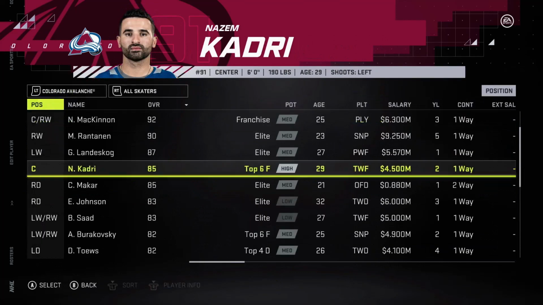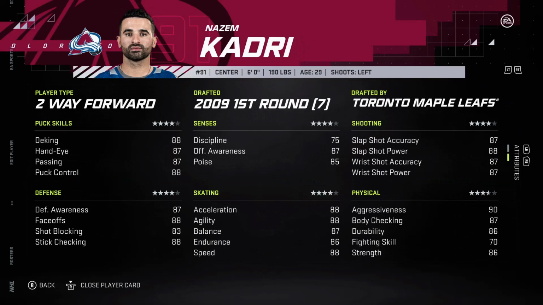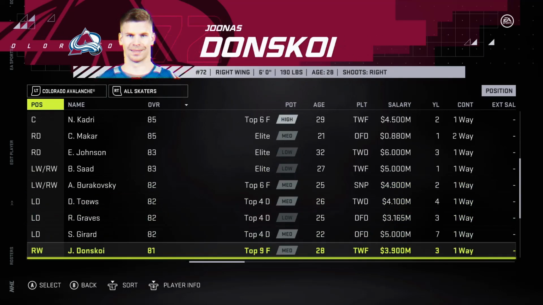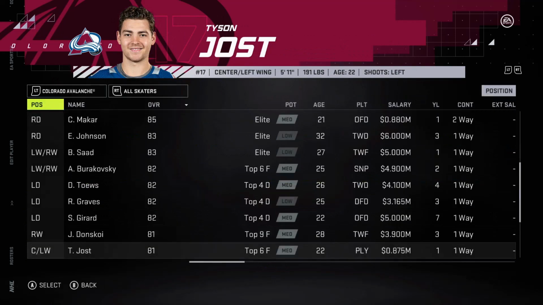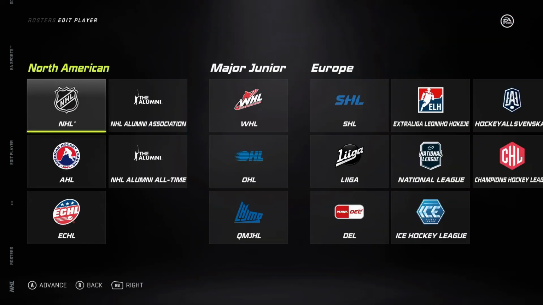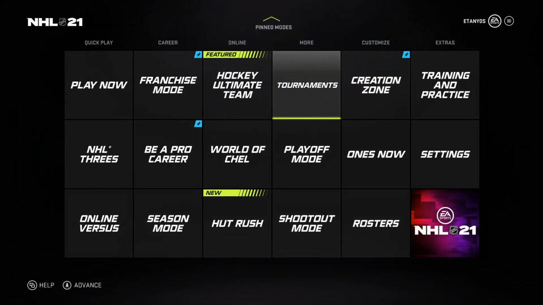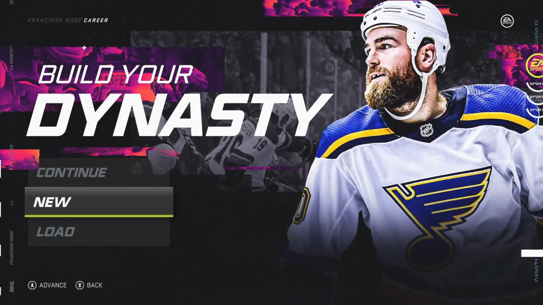Kadri is honestly a really good player, but definitely more of a two-way kind of player. You look at his defense, it's literally right up there with puck skill, senses, shooting, all those other things. Compared to Tyson Jost, who has 3.5 stars there, honestly, I believe he's a playmaker with that frame at 5'11", 191. So now that I've edited the only player that I'm going to touch in this roster change, we can go into franchise mode and get started.